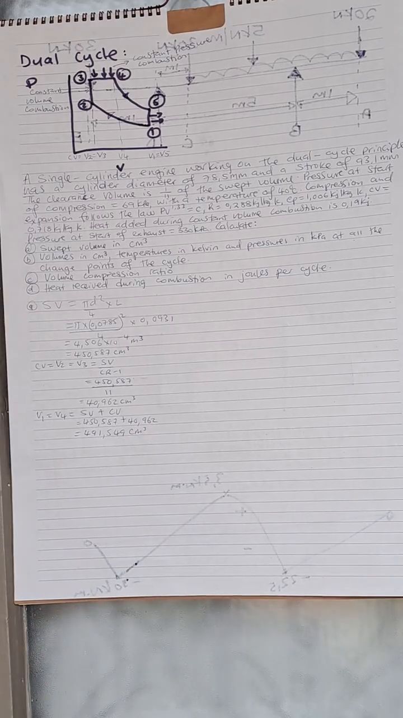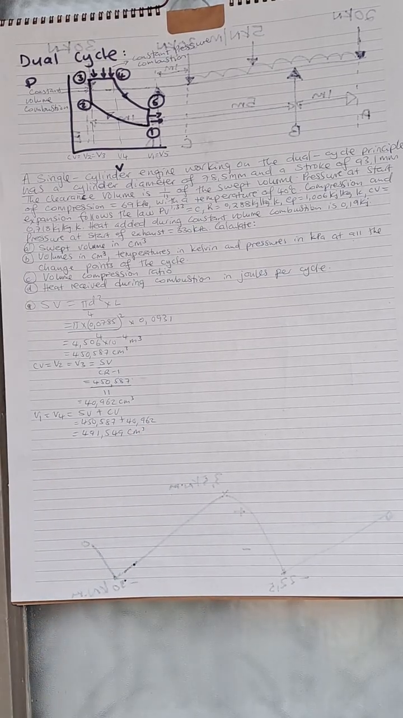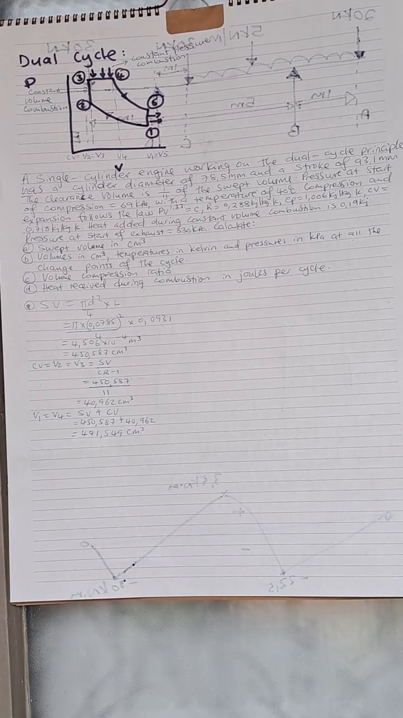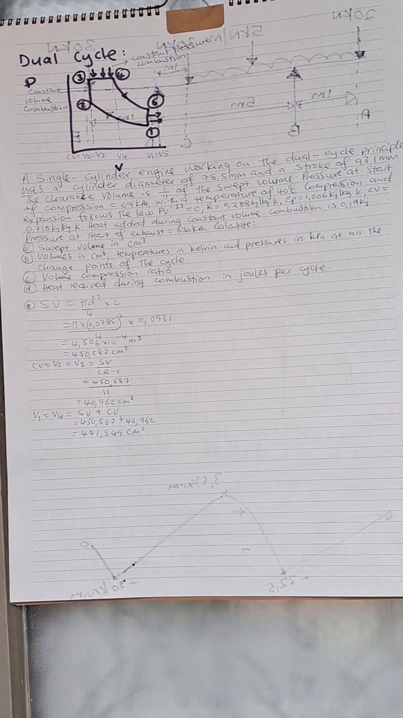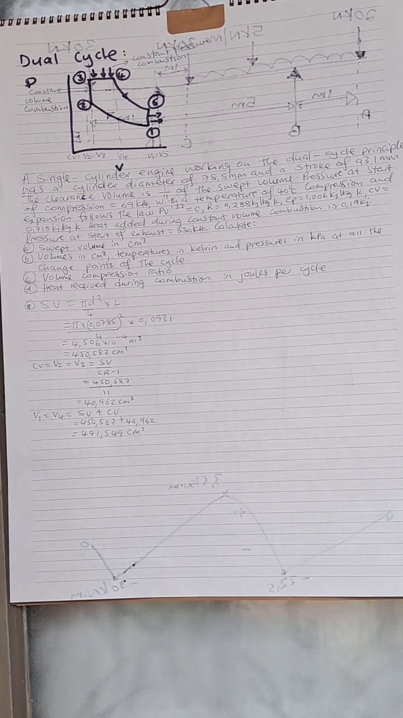centimeter cubed. So we are fine. We have all our volumes, which is V1, V2, as well as our swept volume. So all our volumes are now there.